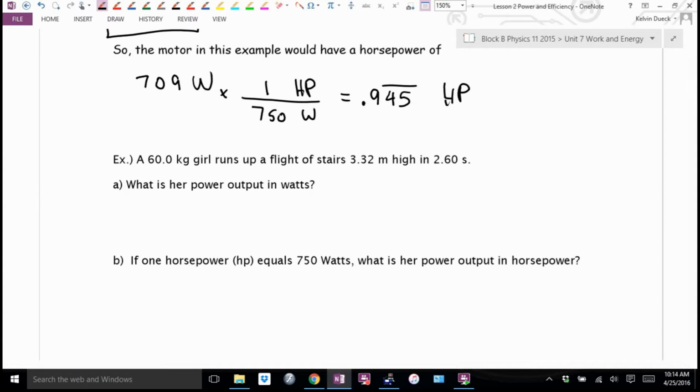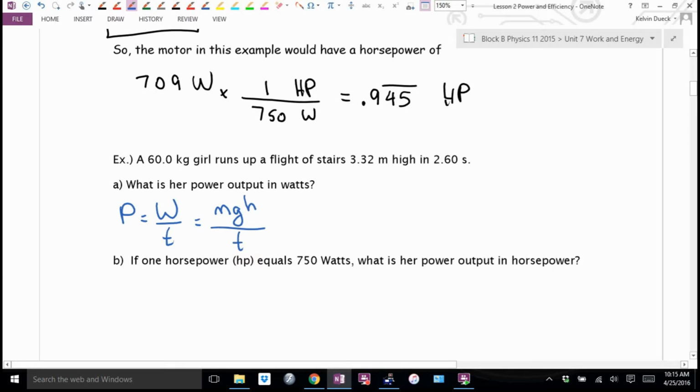Next one. A 60-kilogram girl runs up a flight of stairs 3.32 meters high in 2.6 seconds. What's her power output in watts? Well, power is work over time. When you lift something, when you climb stairs, what force are you doing work against? So I think we're going to go mg times the height over time.